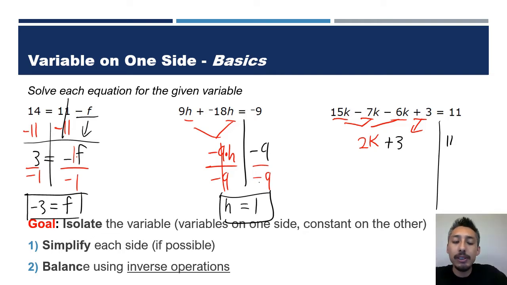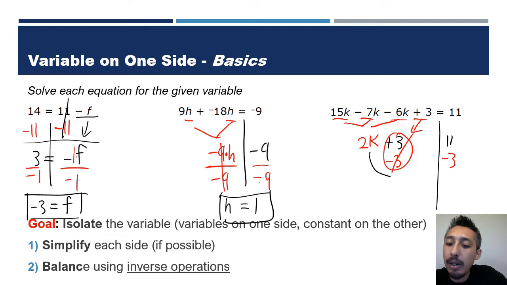Now this problem looks very similar to something like number 1. We're trying to get our variable by itself, in this case k. So we don't want that 3 right there. We want to get rid of it. In order to get rid of a positive 3 using inverse operations, again, we're just doing the opposite, so minus 3 to both sides. Positive 3 and negative 3, this creates a zero-sum pair, so that cancels out.